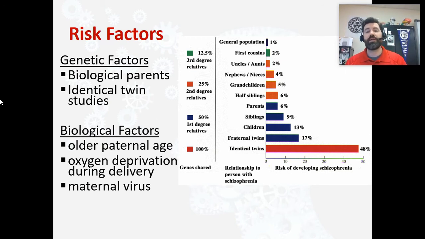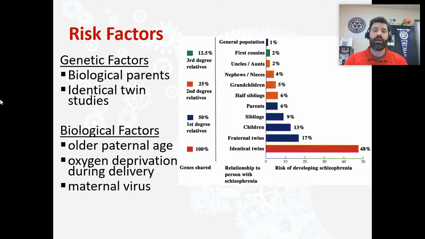The older a father is, a biological father, at conception, that can increase your risk. And then also, we know, for example, that if a woman is in her second trimester during flu season, those children are more likely to develop schizophrenia. And so things like a person getting really sick, a maternal virus, can increase that risk. Oxygen deprivation, so if the umbilical cord is wrapped around the neck during delivery, that can increase your risk as well.